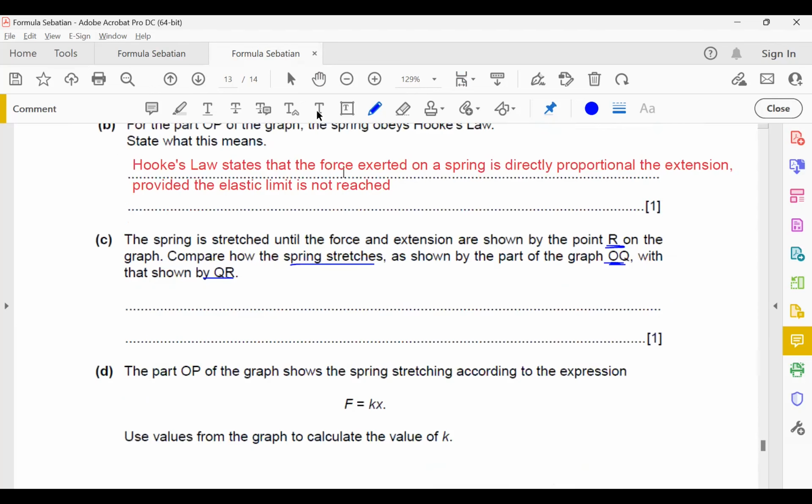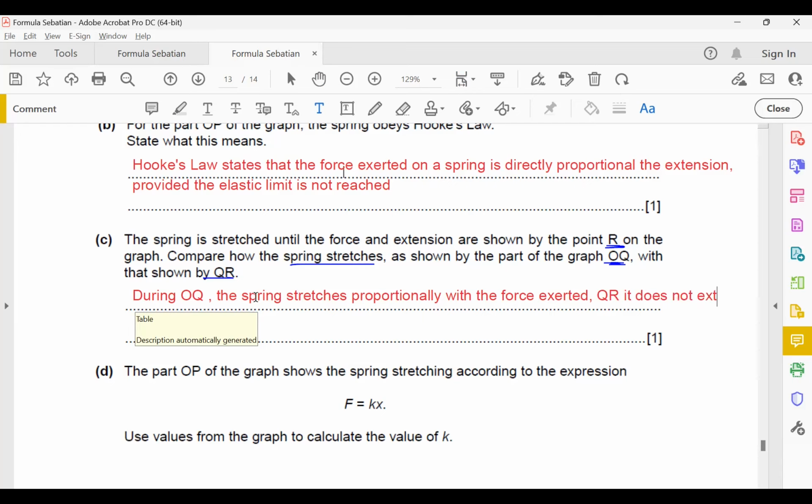You're basically going to say that during O to Q, the spring stretches proportionally with the force exerted. Then Q to R, it does not extend proportionally anymore. Okay. Yes.